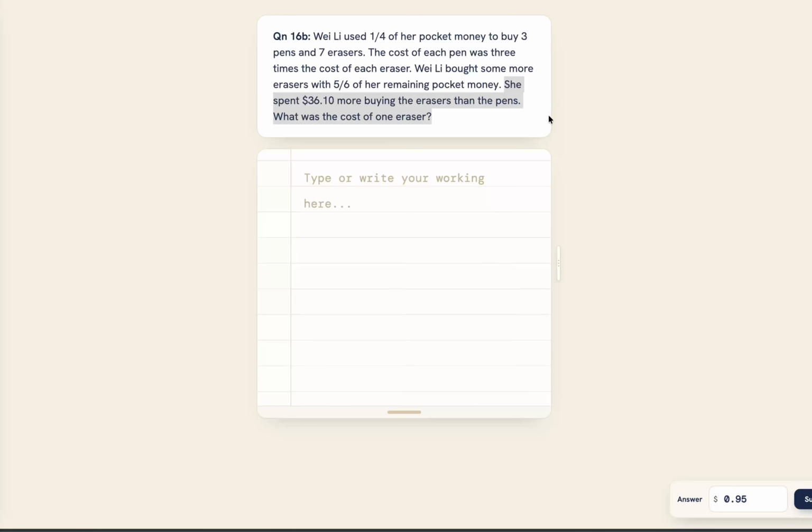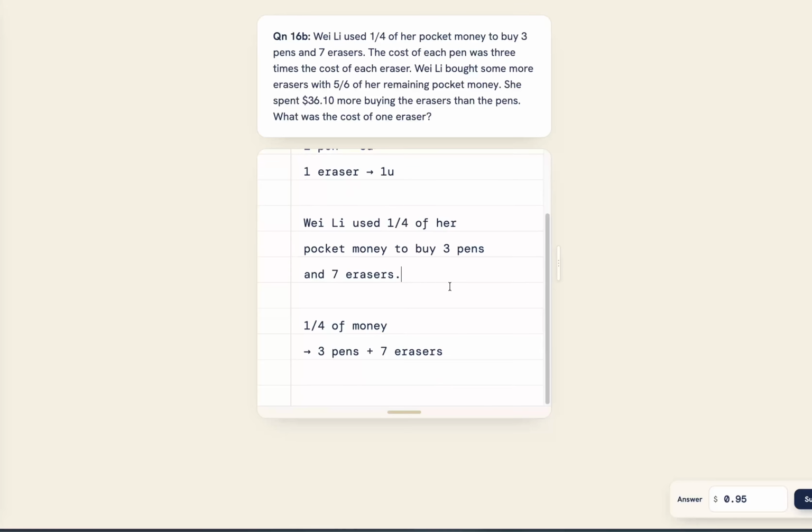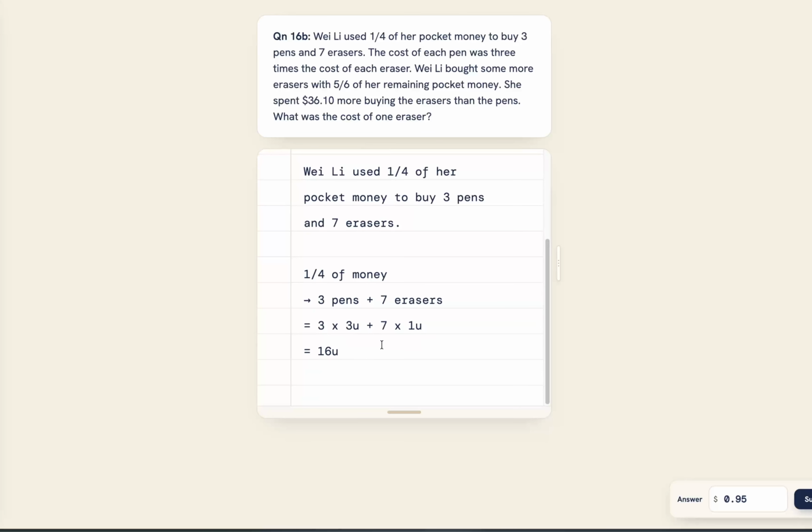So over here, let's use units. Let 1 unit be the cost of 1 eraser. So from the statement, we know that 1 pen is 3 units and 1 eraser is 1 unit. From here, we can then get 1/4 of the money from the question. So Weili used 1/4 of her pocket money to buy 3 pens and 7 erasers. In this case, if we calculate it, it will be a total of 16 units.